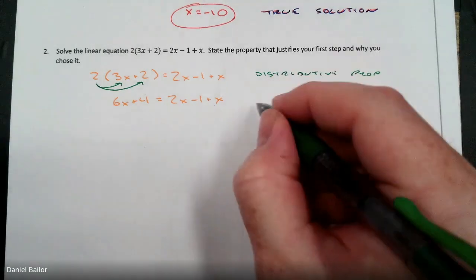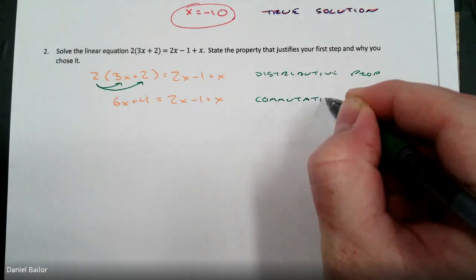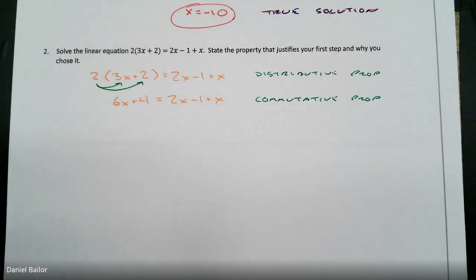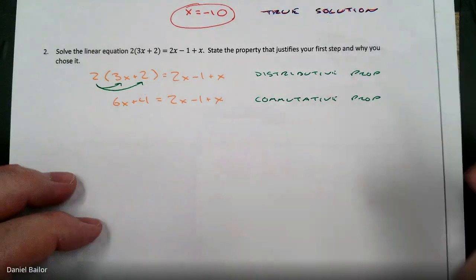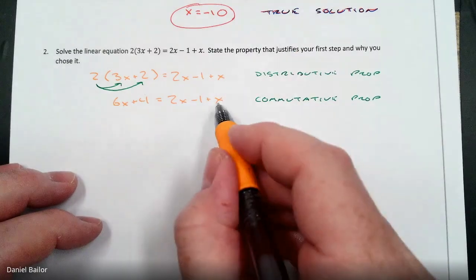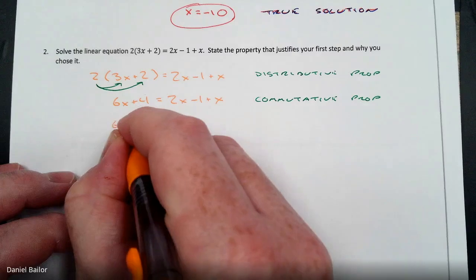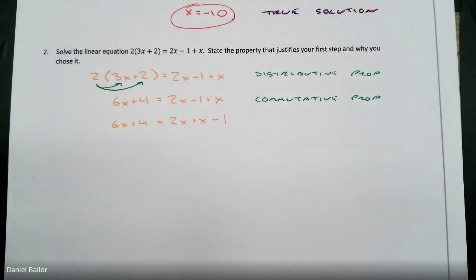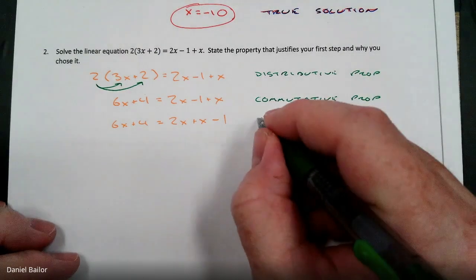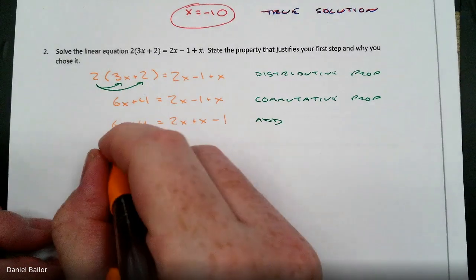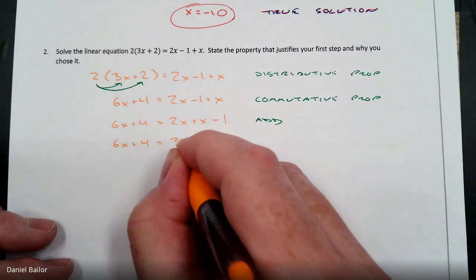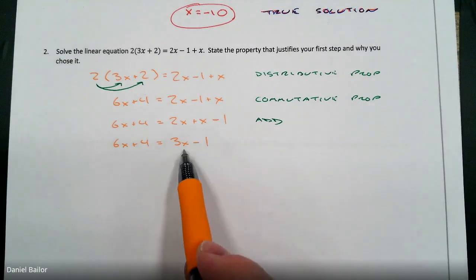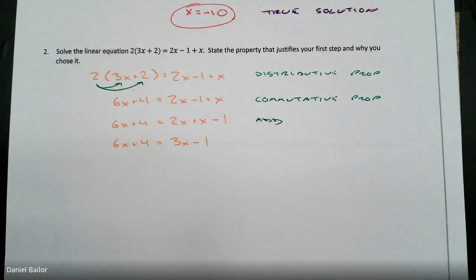This side right here, I'm going to use the commutative property because I want to get the x's next to each other. Remember, commutative property is all about moving things. So I'm going to move this x over here. So I'm going to do 6x plus 4, that side stays the same, 2x plus x minus 1. That's the commutative property. Now I'm going to add the 2x plus x, so I get 6x plus 4 equals 3x minus 1. I combine the 2x plus x to make 3x. Now, everything's combined. It's shorter. Now, I combined all my terms.